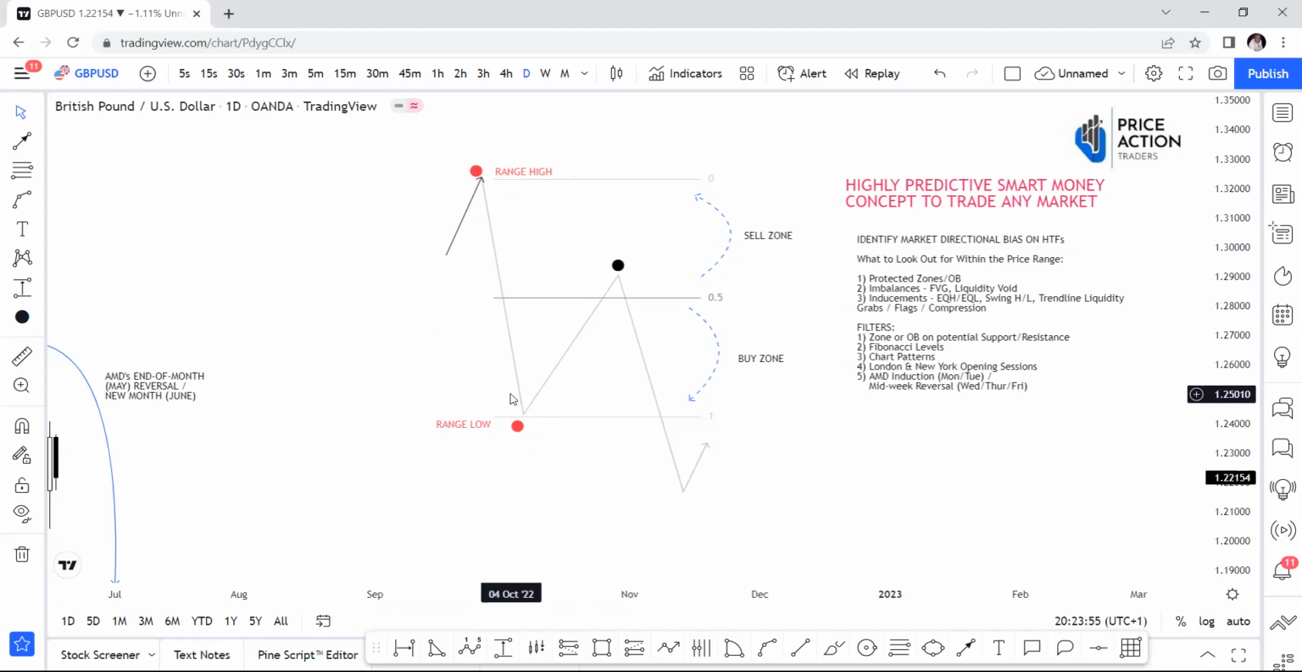Make sure that the range low has a liquidity inducement, or must sit upon a higher time frame or a potential support. If it's going to be buying, it must sit upon support. For selling, your range high must sit upon a key resistance level or previous order blocks in the past. I'm going to show you that.